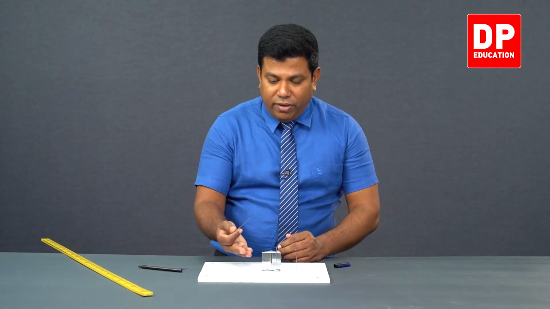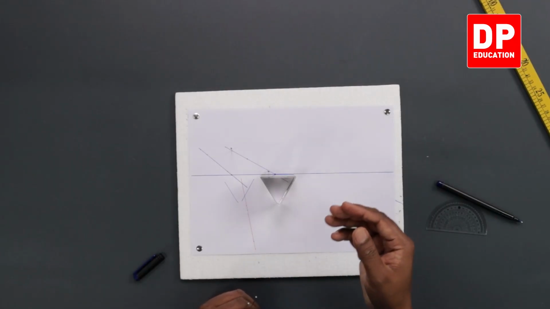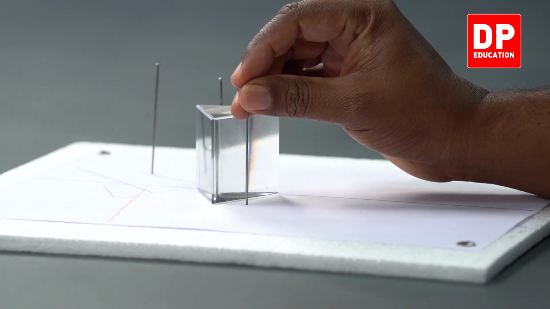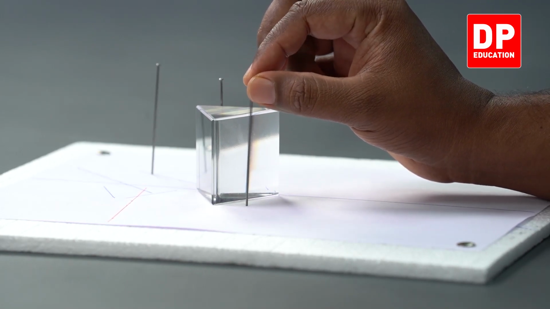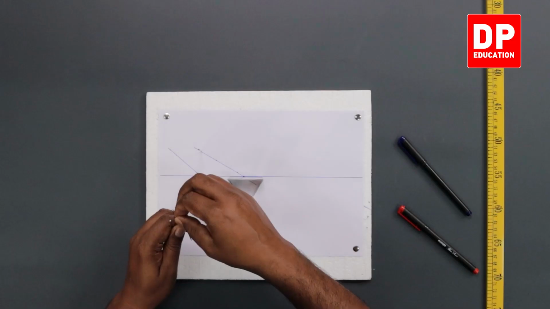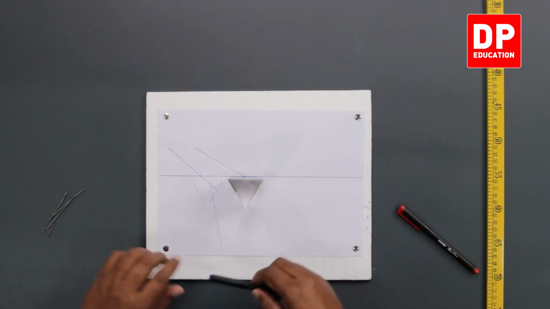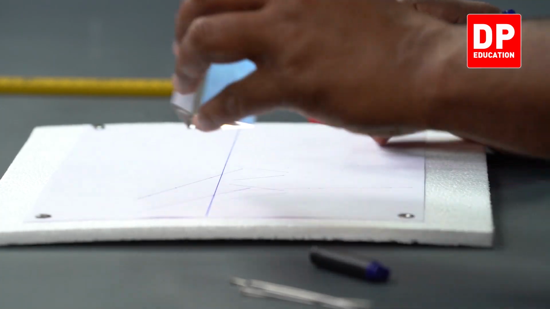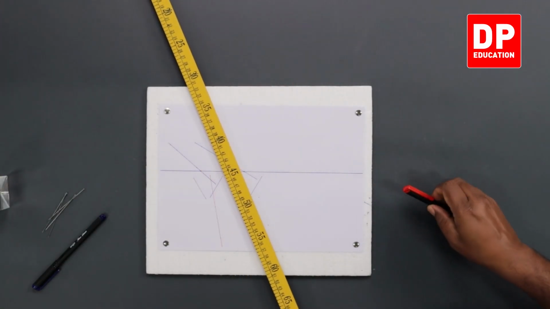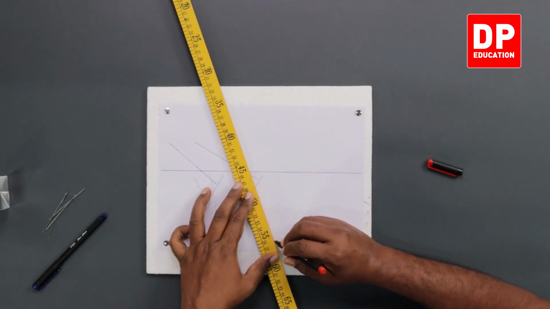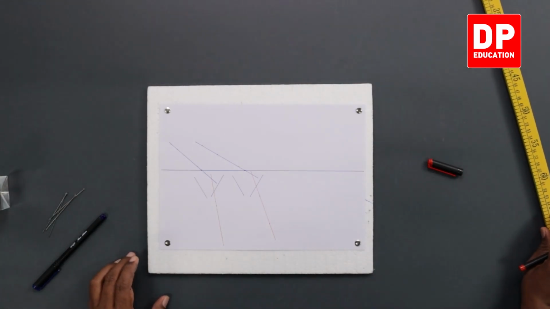Let's observe the images from this side of the prism, and mark the other 2 pins, which will show us how the emergent ray is traveling. You can see the 2 images have already coincided. Now let me fix this pin. And another pin. Mark the borders of the prism. Remove the prism and draw the line of emergence. And let's measure the I2 and D.